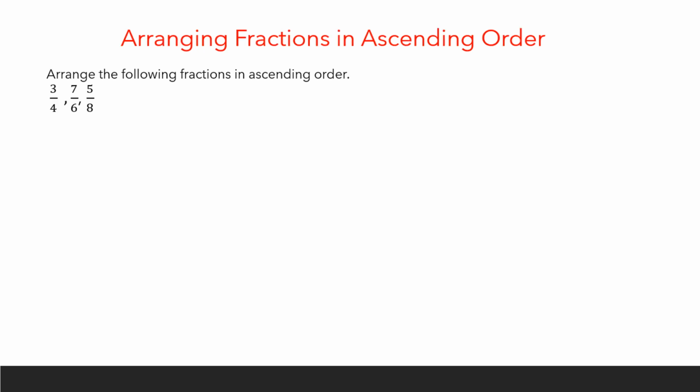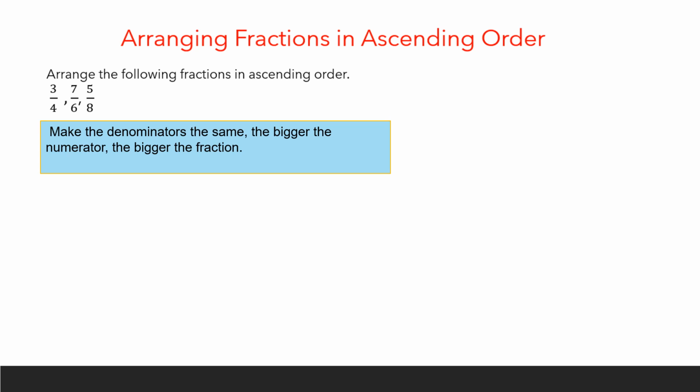And here is another example of arranging fractions in ascending order, and the given fractions are 3 by 4, 7 by 6, and 5 by 8. So we need to follow the rule: make the denominators the same, and then the bigger the numerator, the bigger the fraction, or the smaller the numerator, the smaller the fraction. Our first goal is to make the denominators equal, but in this case they are not equal. So let's find the LCM.